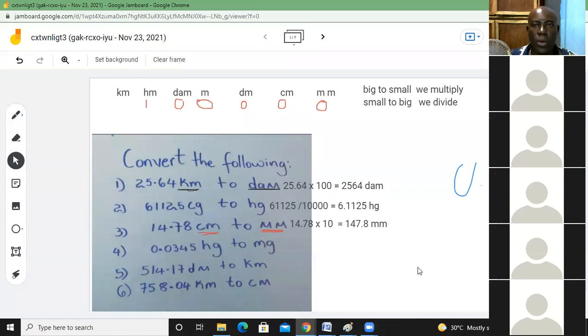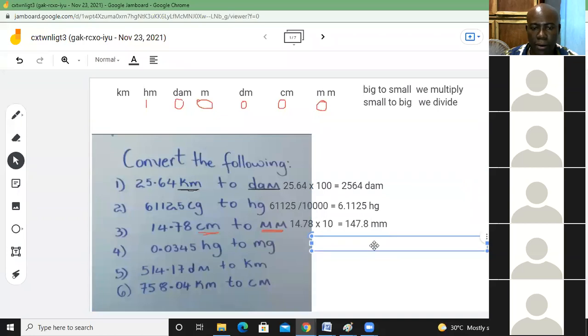So here is the deal. We have 100,000 to deal with, right? And we're moving from what? We're moving from big to small or small to big. Somebody confirm? Big to small. Exactly. Big to small, which means that we're going to multiply. What are we going to multiply? Let's take out our stuff now.